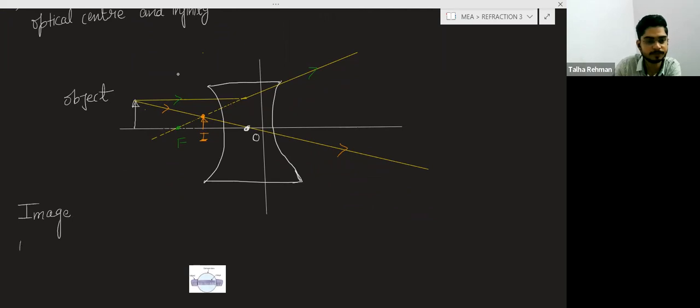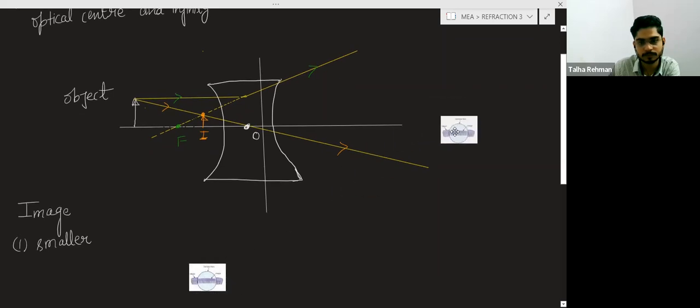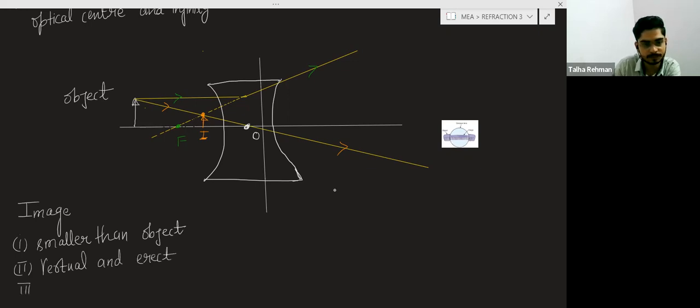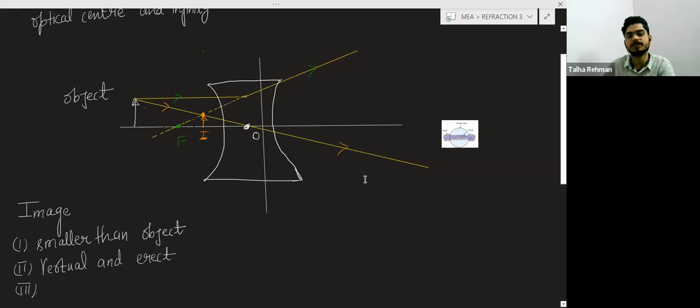Number one, smaller than object. Number second, virtual and erect. Number third, the position of the image.